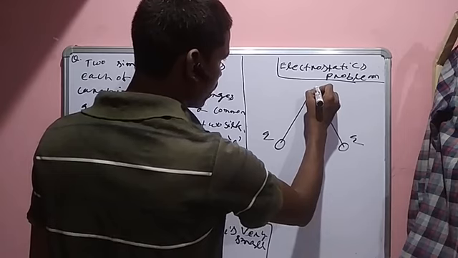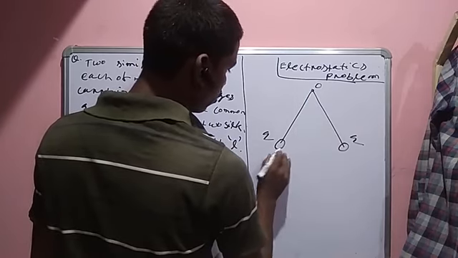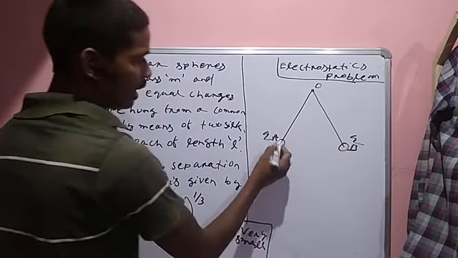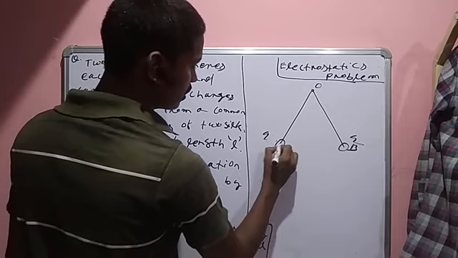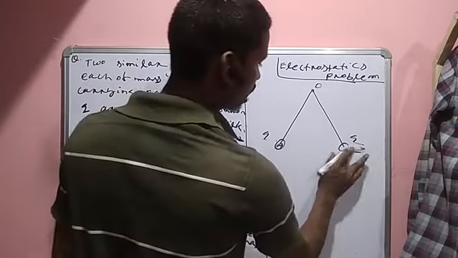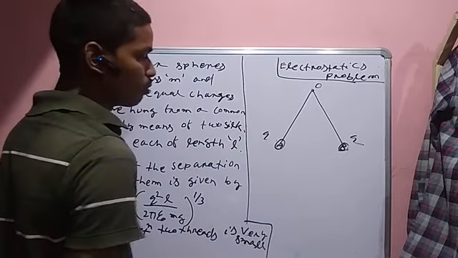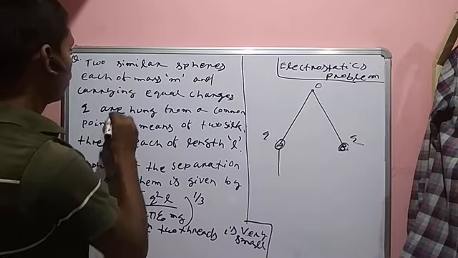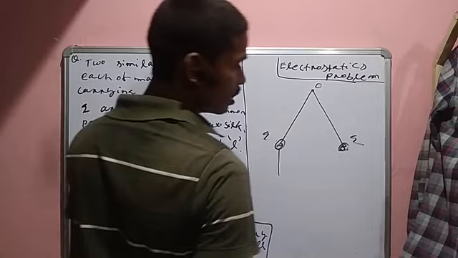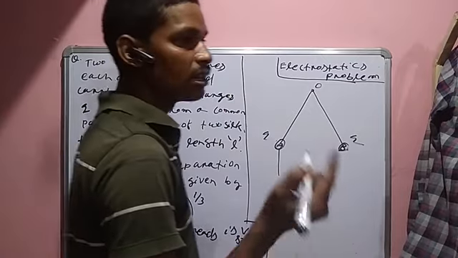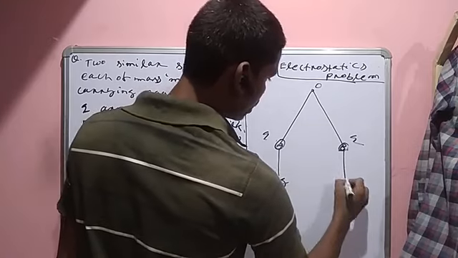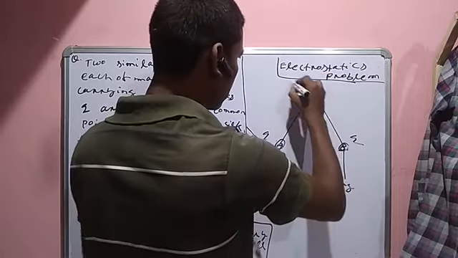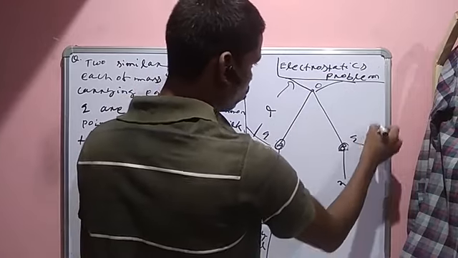Suppose this point is O. Suppose this body is named A and this is B. A body has charge q, B body also has charge q. Each body has mass m, so each has weight mg. You have known the two threads. This is the thread, this is the thread. The thread has length L, this is also length L.